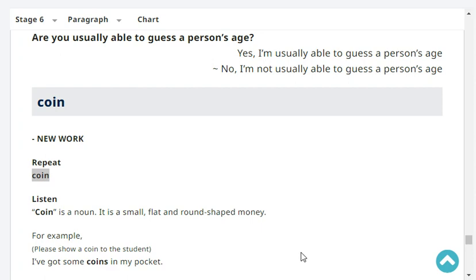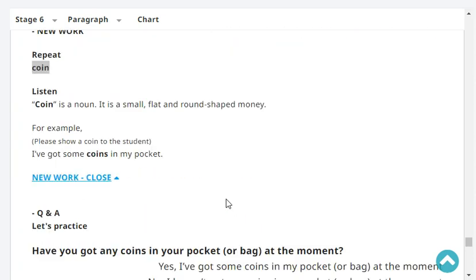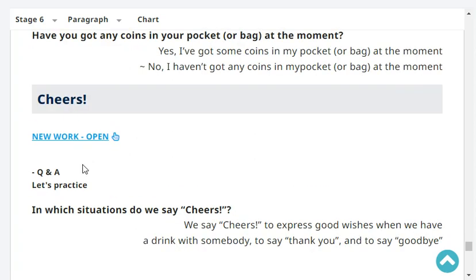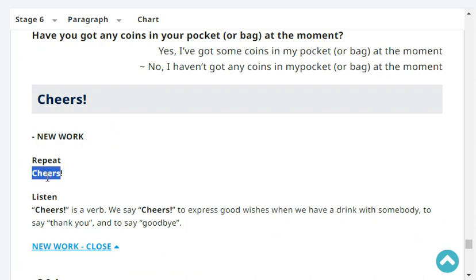For example, I've got some coins in my pocket. Okay, let's practice. Have you got any coins in your pocket at the moment? Yes or no? No, I haven't got any coins in my pocket at the moment. Very good. Next, repeat. Cheers.